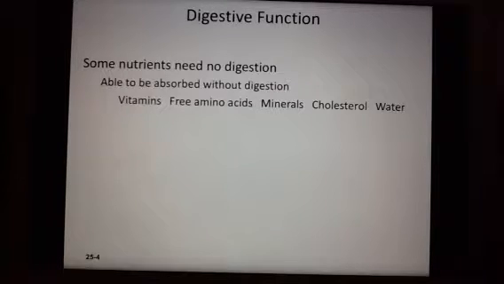Some nutrients that we ingest don't need any digestion. They can be absorbed without any digestion. So those include vitamins, amino acids that are not a protein, minerals, cholesterol, and water.